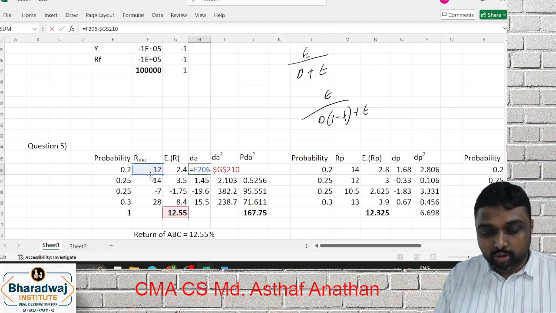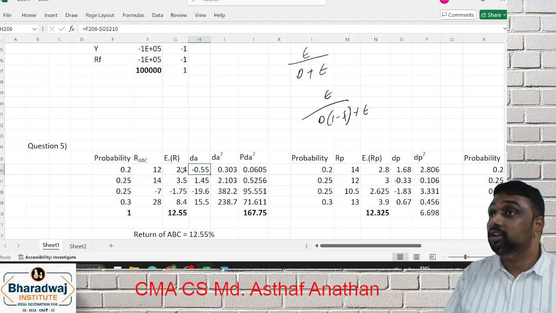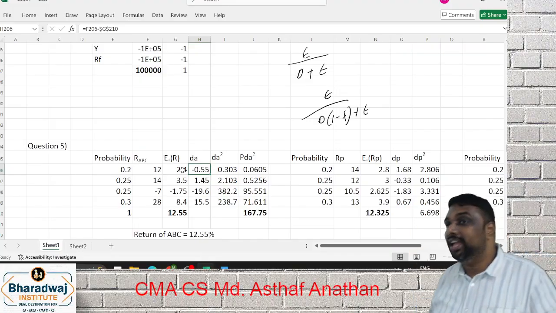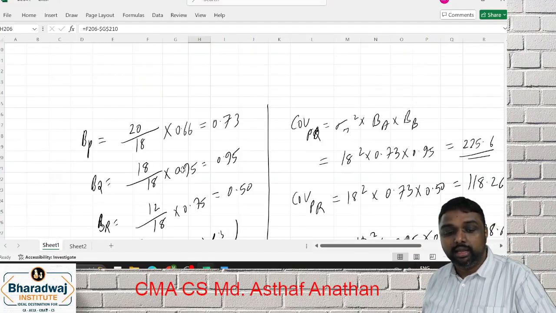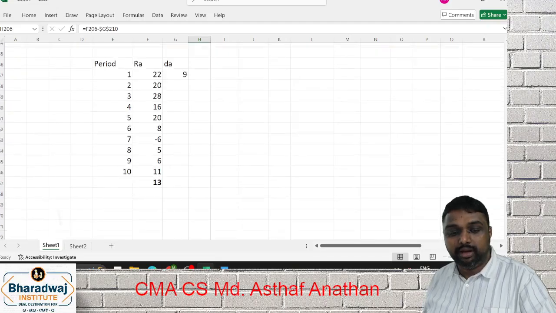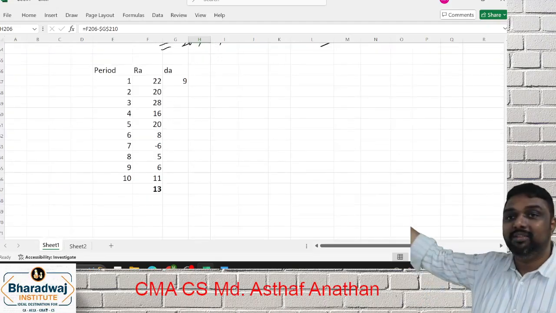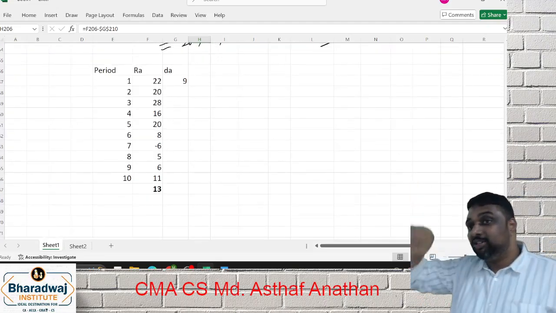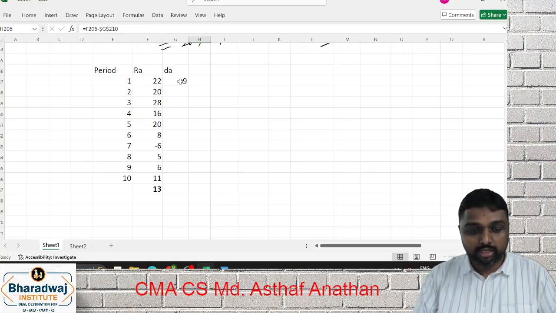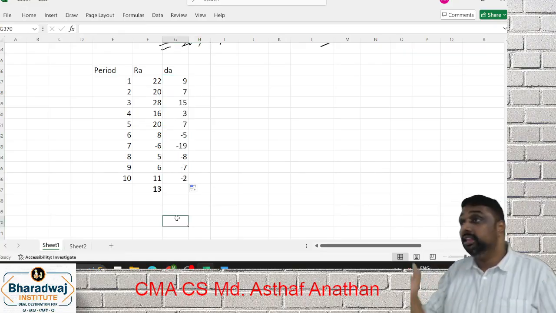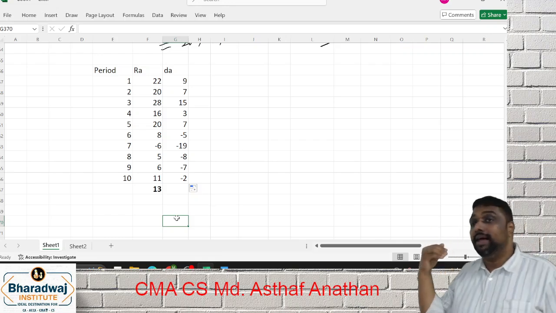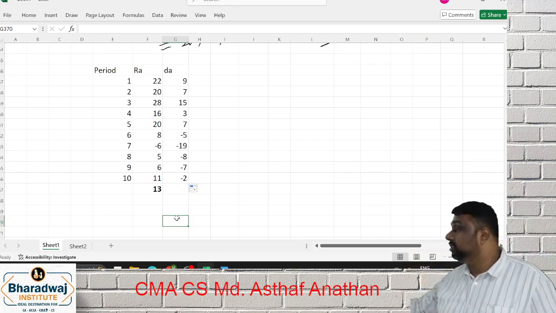Actually, this 12 only is given in the question. This 2.4 is the expected return only. You should not take that. I have already highlighted the reason the mistake happens: in the period method, you take one column, but in the probability method you take the next column. Since I am using Excel, I just scroll down. Here they are not asking anything else, so we can end with this.